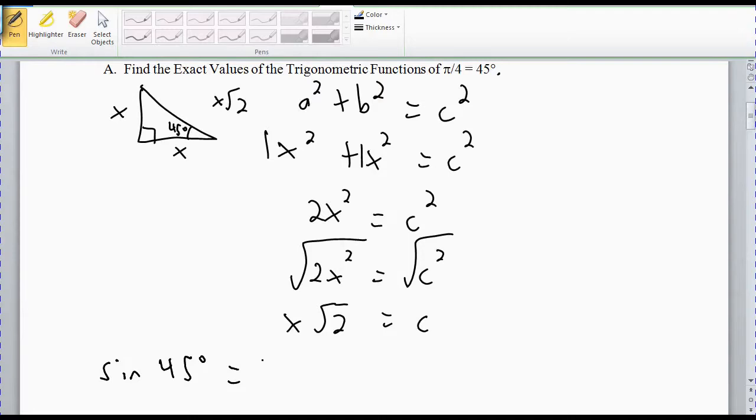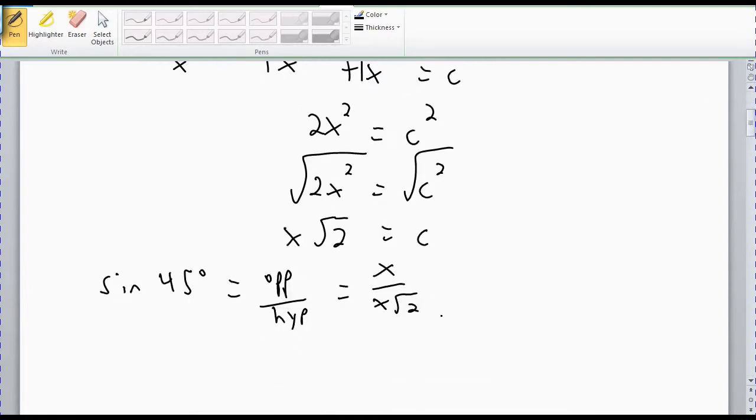Now once again, if you've been watching other videos, hopefully you know by now that the sine of 45 is the same as the opposite over the hypotenuse. If this is the angle we're looking at, the side opposite of that is this x over here, so that's our numerator, over the hypotenuse, which we just found is x square root of 2. And that's the same as, these x's cancel out, 1 over square root of 2.